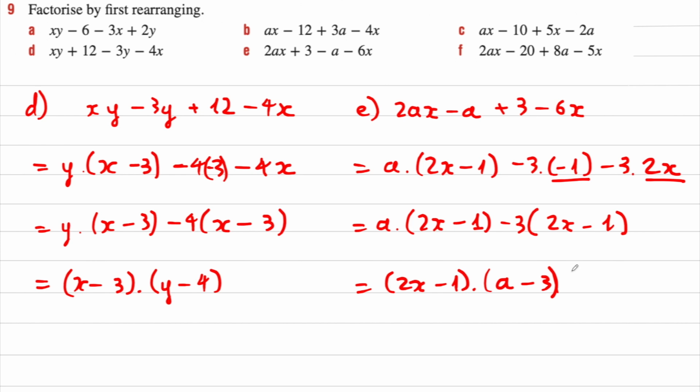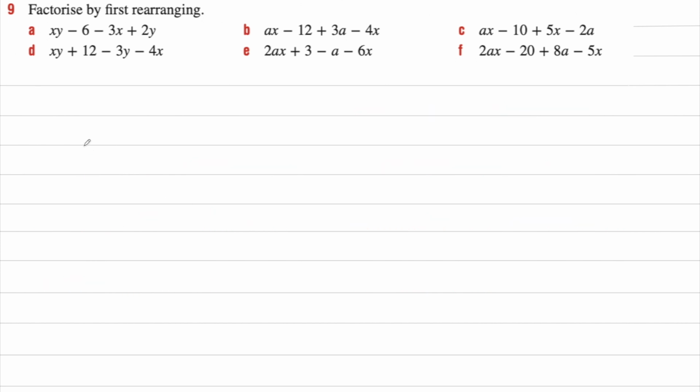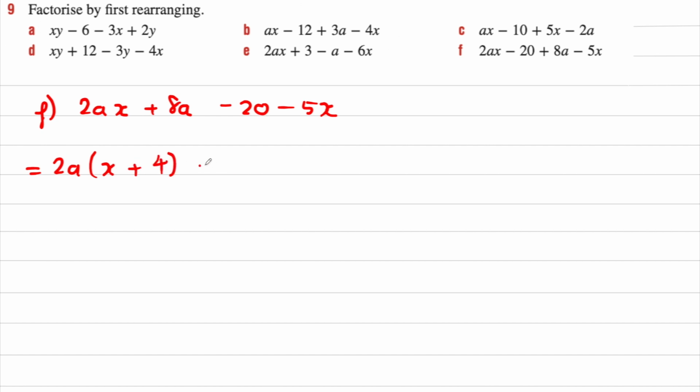That is question E. The next one is question F. Question F is a little bit longer, right? We have 2ax plus a minus 20 minus 5x. So 2x will be here, x plus 4, and minus 5 will be outside. 4 plus a, for this one means a plus 4, so 2a minus 5. That's question F.